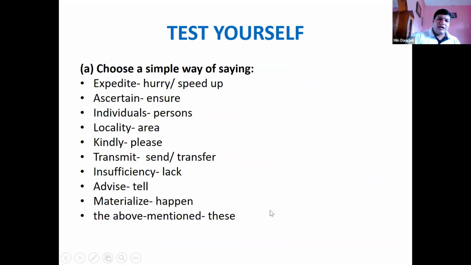Now, here are some questions. We'll see these questions. I think we have already discussed that business words should be short, simple and clear. We have to avoid difficult jargon or long-winded expressions. Old-fashioned words should be avoided in our writing. We have discussed these things. So on the basis of this, here are some words.